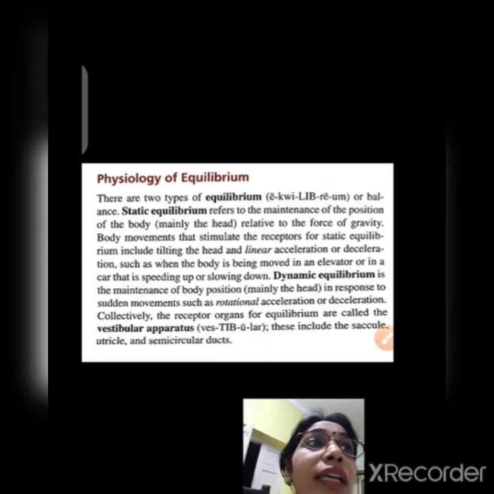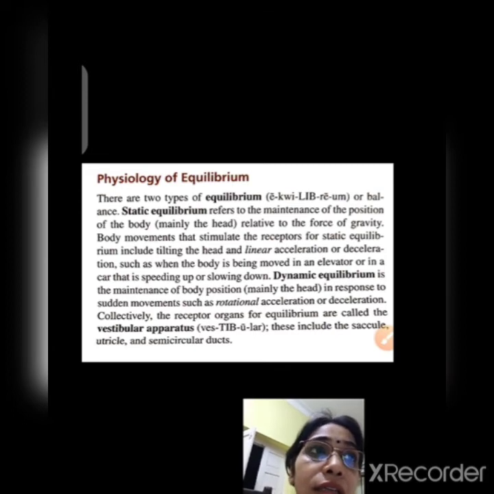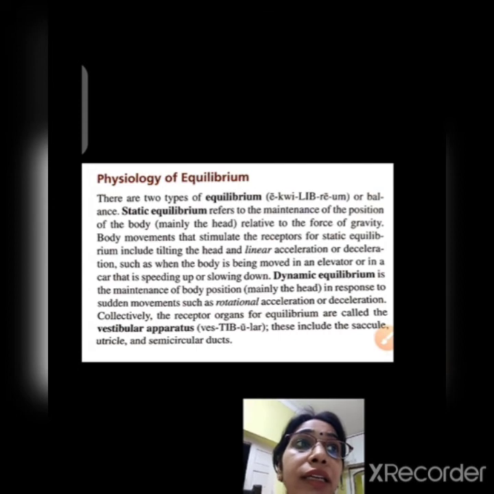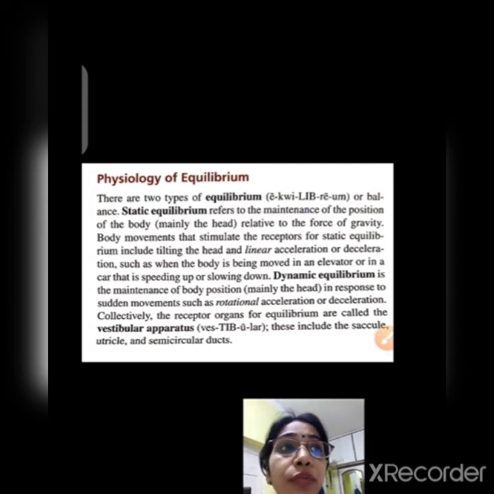So there is linear acceleration and deceleration, that is the static equilibrium. There are two types of equilibrium, the static and the dynamic. Static is linear acceleration, like in a car or in the elevators or lifts when we go in multi-storied buildings. So that is the maintenance of the static equilibrium.